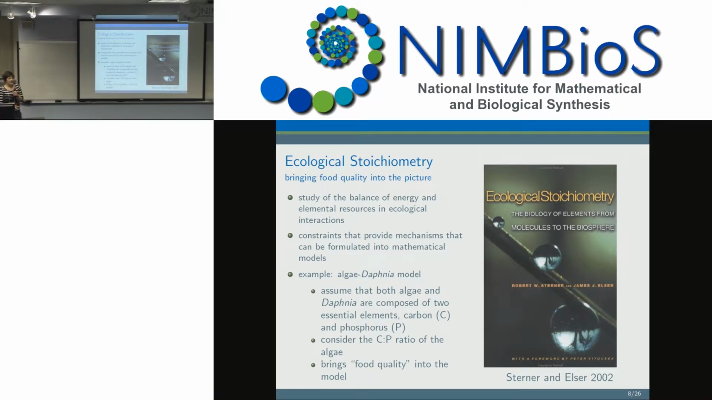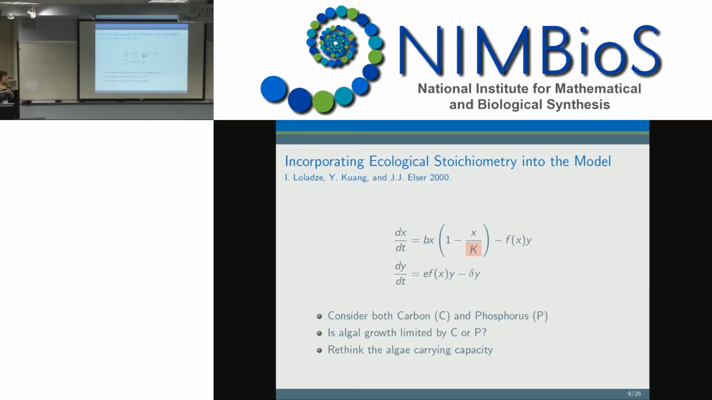L was Lowe Leed, so that's the L in it. K was Kuang, that's Yang Kuang right there who helped develop it. And E is Elser, this second author of this book here. So they took this model and they threw that phosphorus in there. What they updated was the carrying capacity. This is now the carrying capacity for the algae population. It's not just in terms of carbon, but it can be dependent on phosphorus as well.